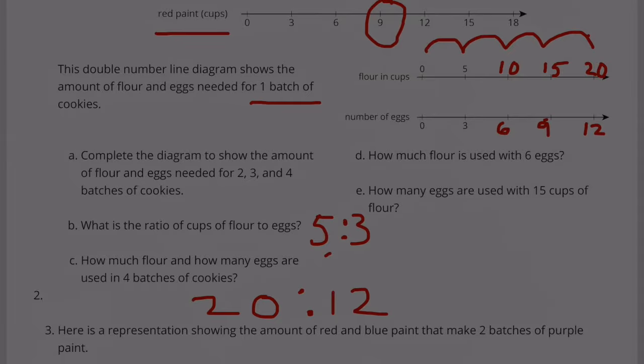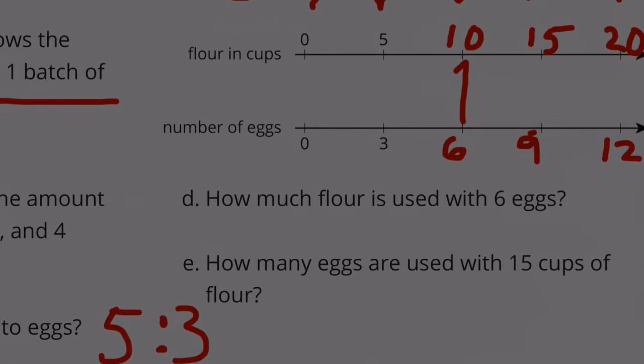D. How much flour is used with 6 eggs? We can see here there's 6 eggs, so we use 10 cups of flour. E. How many eggs are used with 15 cups of flour? There's 15 cups of flour. We used 9 eggs.